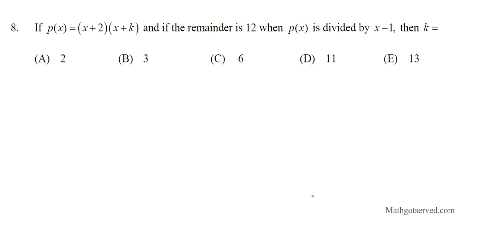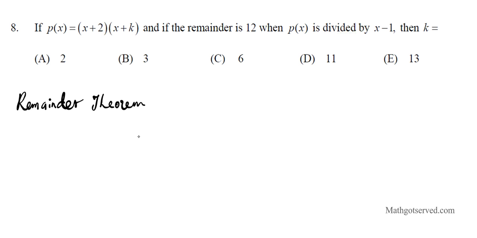All right, let's take a look at question number 8. It says if p of x equals x plus 2 times x plus k, and if the remainder is 12 when p of x is divided by x minus 1, then k equals what? This is an excellent example of the application of the remainder theorem. So think back to pre-calc. What does the remainder theorem tell us about how to find the remainder after you divide a function by a binomial?